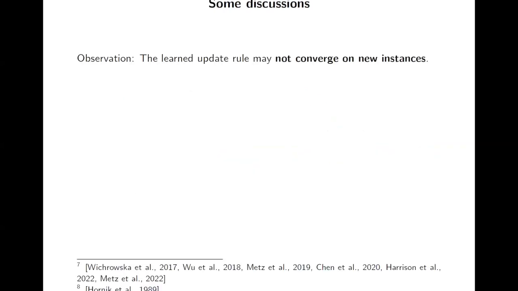However, if you slightly change the distribution of the testing problems, people find that it may diverge. So it's not reliable, not stable. There have been a lot of papers reporting this phenomenon, and I think this topic is still an active topic in the literature.